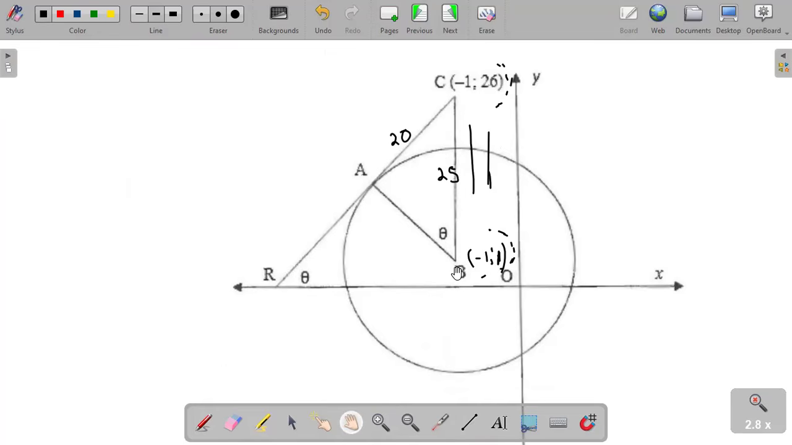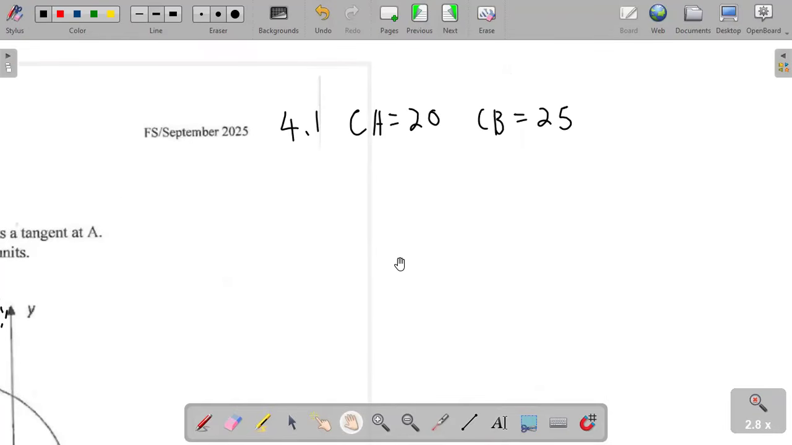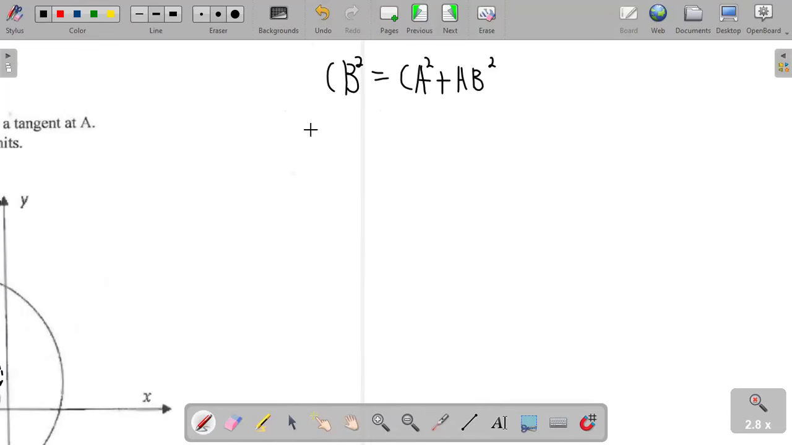So if we want, we can say CB squared equals CA squared plus AB squared. So we have a square, a square, a square. AB is the radius, so it's going to be a plus here. If we want AB, we just have to change the subject. It's going to be CB squared minus CA squared.